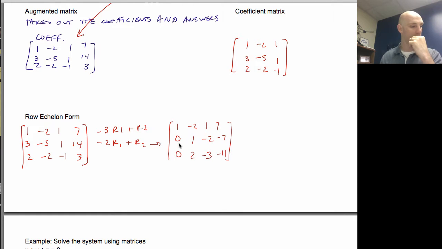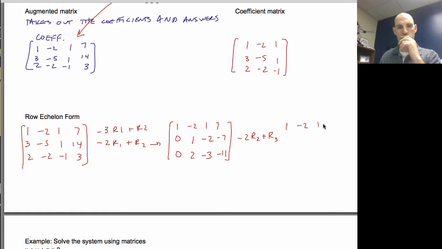Now, I'm going to try to get rid of this one here, right? Because I'm going to get myself into a situation where I have 3 variables: 1, 2, 3, because this is my answer column. Second row is 2 variables. Third row is 1 variable. So what do I need to do? I'm going to go -2 row 2 and then add that to row 3, right? So here we go.